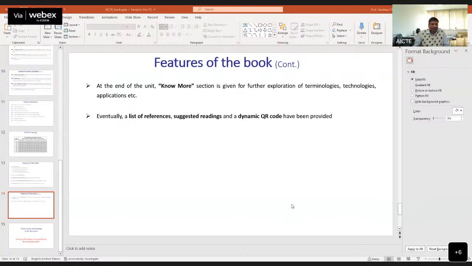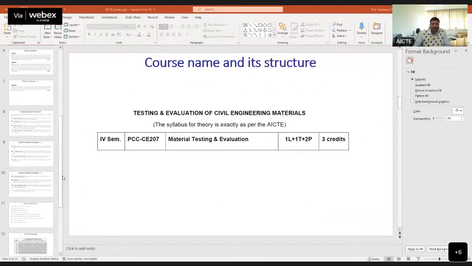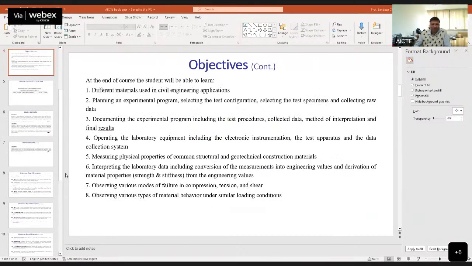So I request Dr. Sahil Bansal, who is the reviewer of the book, to kindly say details about this particular book and how this book is going to be useful to our students and the faculty members also. Thank you very much, sir.